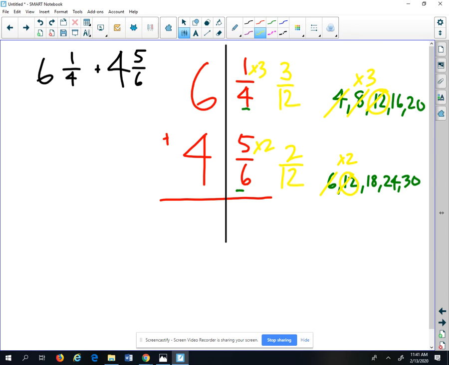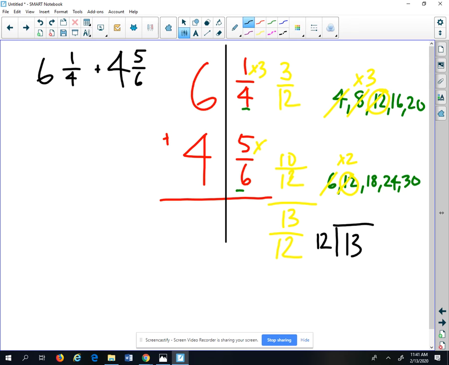Add the new fractions, 3/12 plus 10/12, and that equals 13/12. Because 13/12 is an improper fraction, you need to turn it into a mixed number.